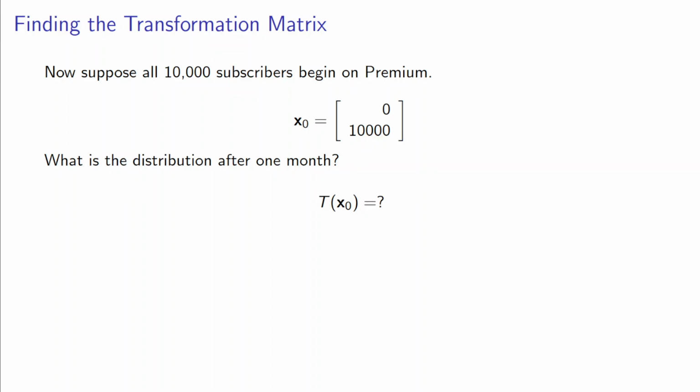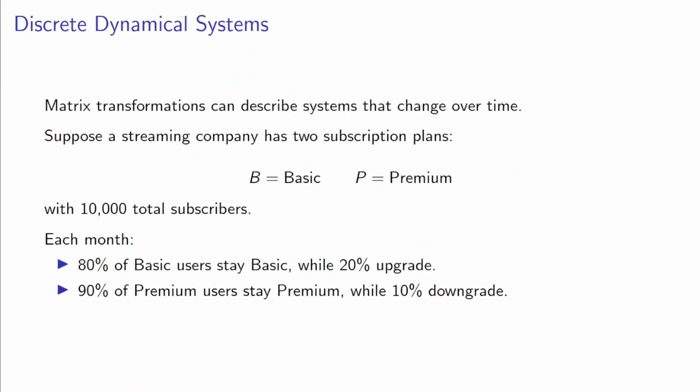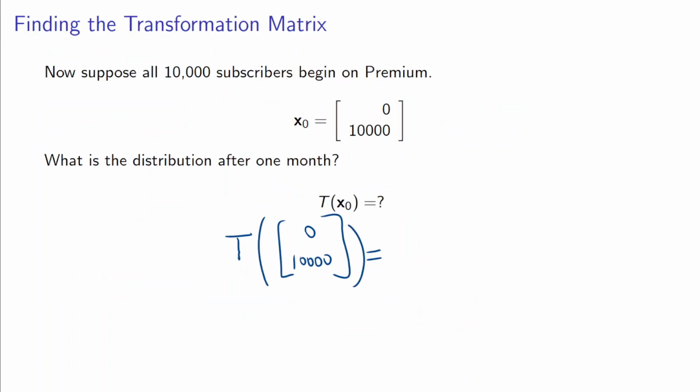On the other hand, what if all 10,000 subscribers were on the premium plan? What would the distribution look like after 1 month? So T of (0, 10,000). Going back to our rule, 90% of those users will stay premium, while 10% will downgrade. So 90% of them, or 9,000, remain premium, and 10%, or 1,000, move to the basic plan.